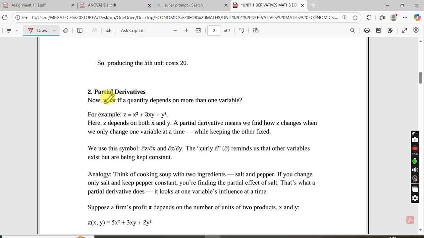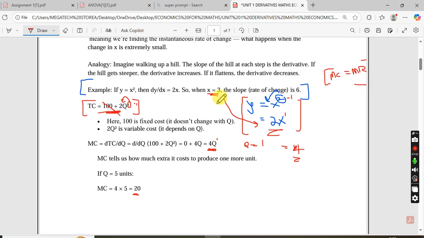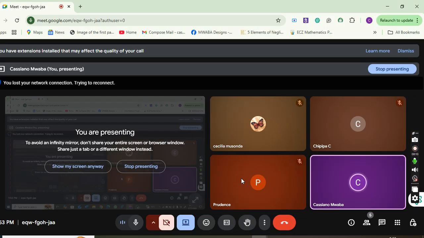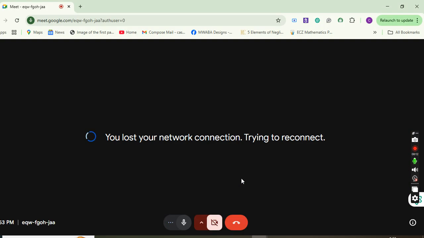Okay, partial derivatives. This is when your function has more than one variable. If you saw the functions earlier, you've just got one variable, like in y equals x squared. The only variable is x. In this cost function, the only variable is q. So you're just dealing with one variable. Now if you're dealing with 2 or more variables, this is where partial differentiation comes in. Basically the whole essence is you're deriving one variable while holding the other variable constant.